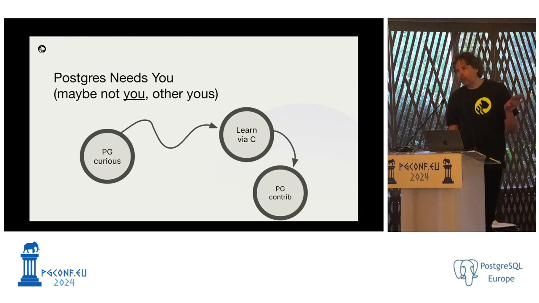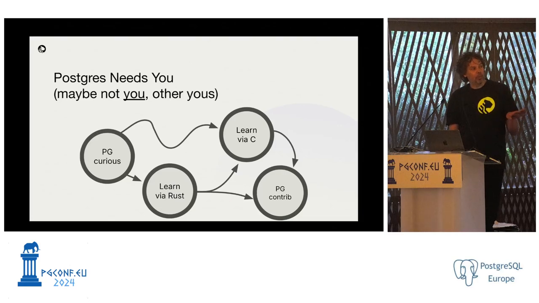I would argue a lot of people when they're Postgres curious, are Postgres curious because they just want to get something done. So perhaps if they could then do what they wanted to do via Rust, that's then exposing them to the Postgres internals. So you're still learning what a memory context is, even though you're using Rust. I think that those people, maybe not all of them, but at least some of them are still going to want to become Postgres contributors. I certainly know a lot more about the Postgres internals than I knew before I started using Rust.